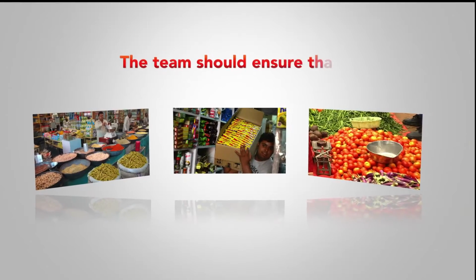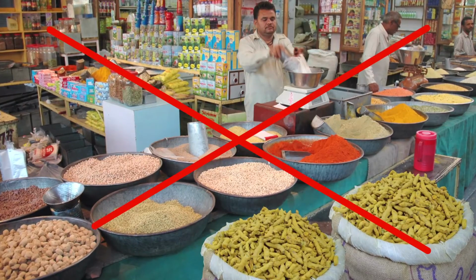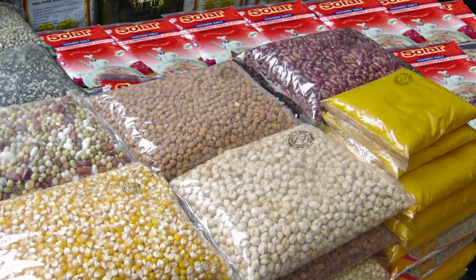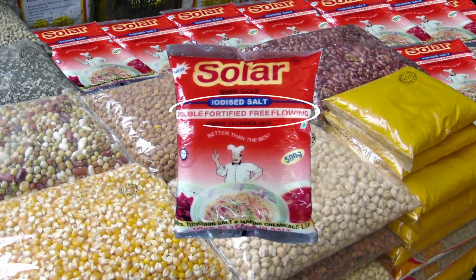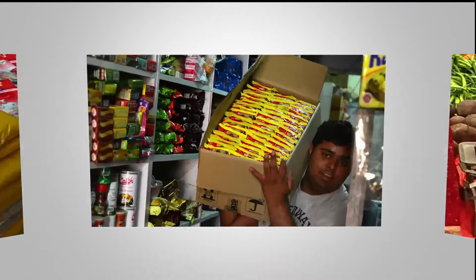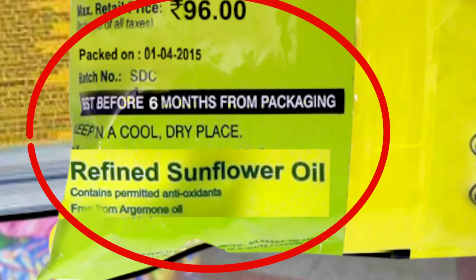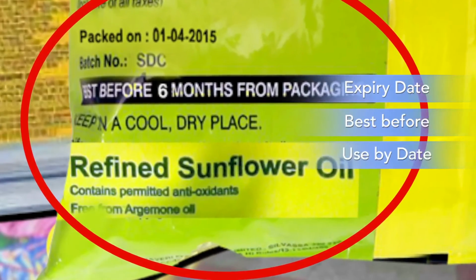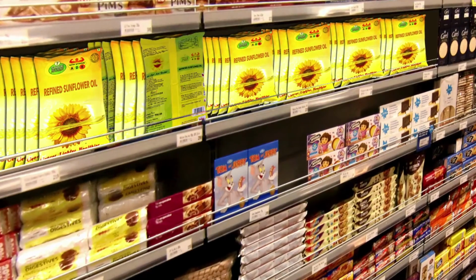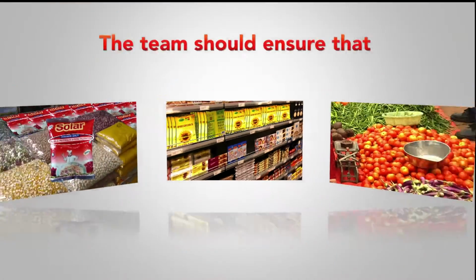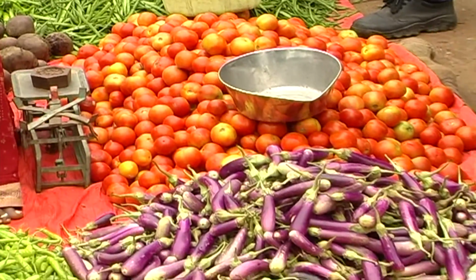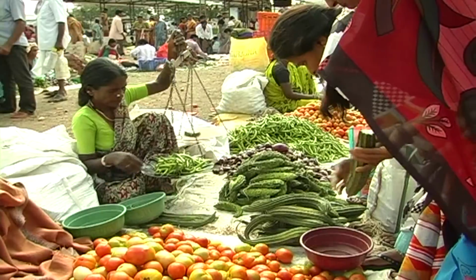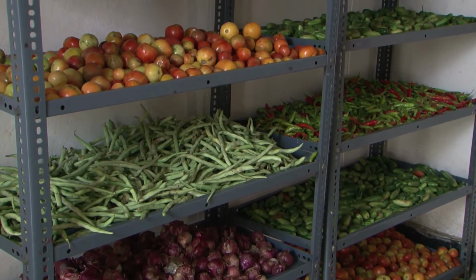The team should ensure that no ingredients are purchased loose without proper packaging and only double fortified salt should be used for cooking. Packaged raw material are meticulously checked for expiry date, best before or use by date, packaging integrity and storage conditions. All vegetables, fruits and perishable food commodities are procured fresh and not stored for a longer duration.